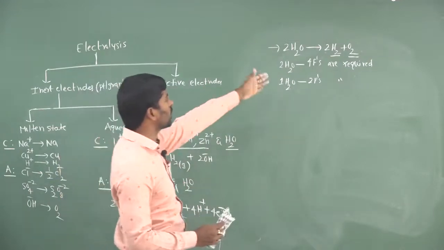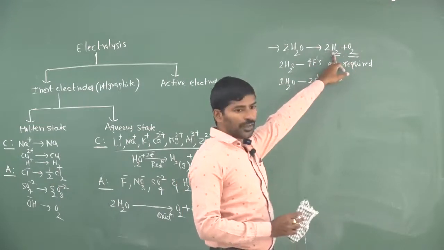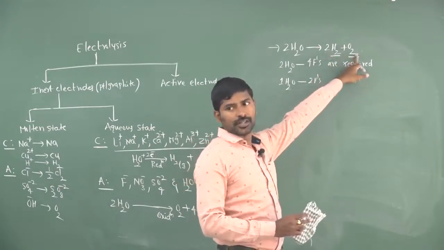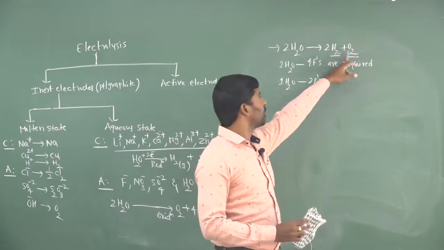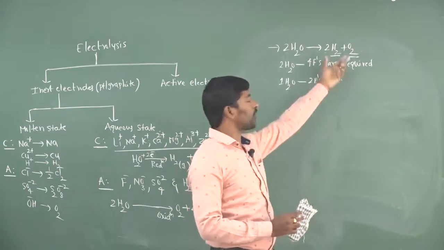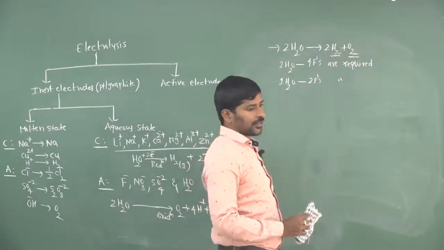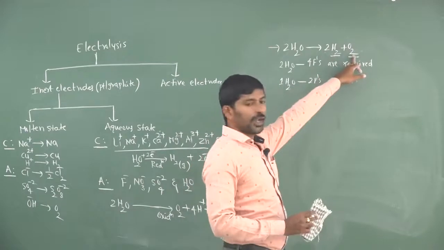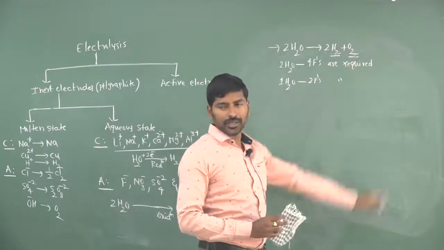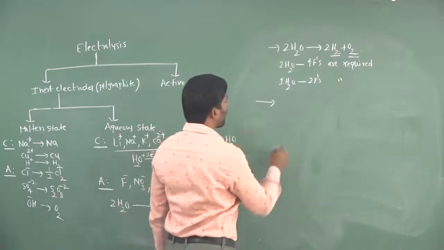Weights also we can calculate the same way. The ratio of weights is 4:32, that means 1:8. So what is the ratio of weights of hydrogen gas and oxygen gas obtained during electrolysis of water? 1:8, that is 4 grams of hydrogen and 32 grams of oxygen. Right. Next, we discussed Faraday.